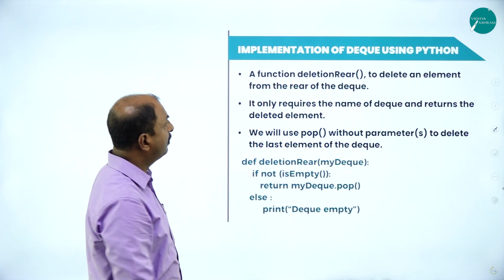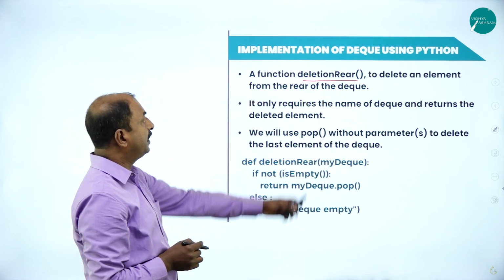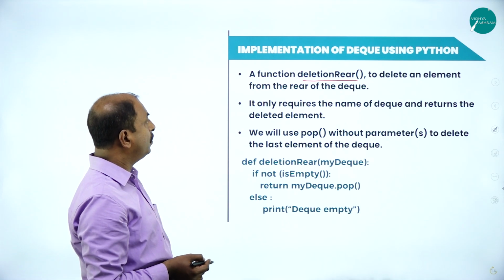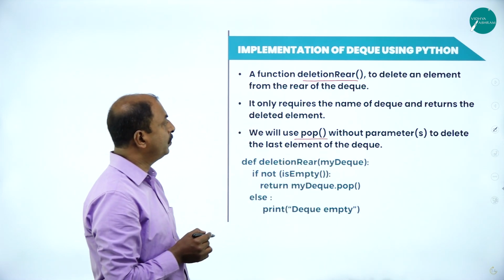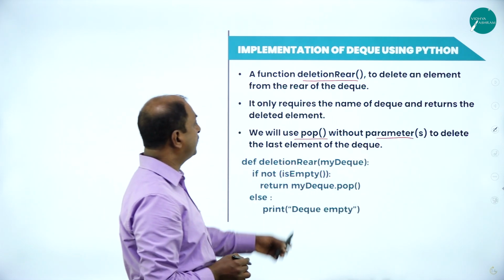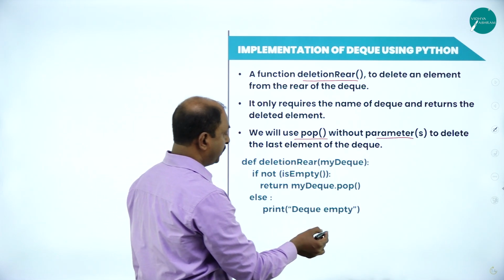In the next slide, we will see deletion rear. This is one more operation. How can we implement it? Here we are using the pop function. We use the pop function without a parameter to delete the last element of the DQ. Now let us see the function for this.